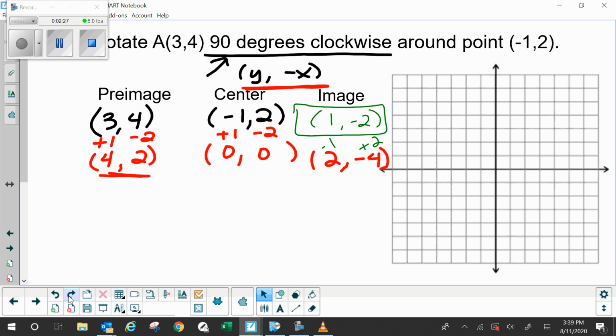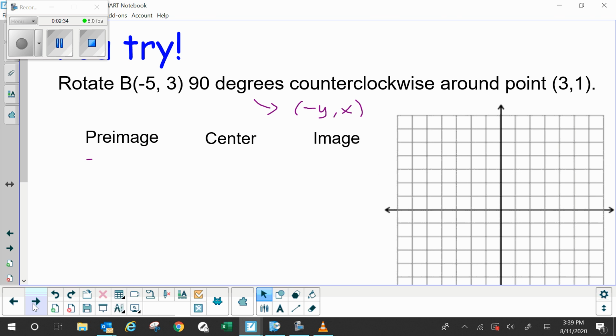I'm going to do one more example. Okay, so for this next example, we are rotating the point -5, 3, 90 degrees counterclockwise around point 3, 1. So the rule for 90 degrees counterclockwise is you switch spots and then you change the sign on the y.